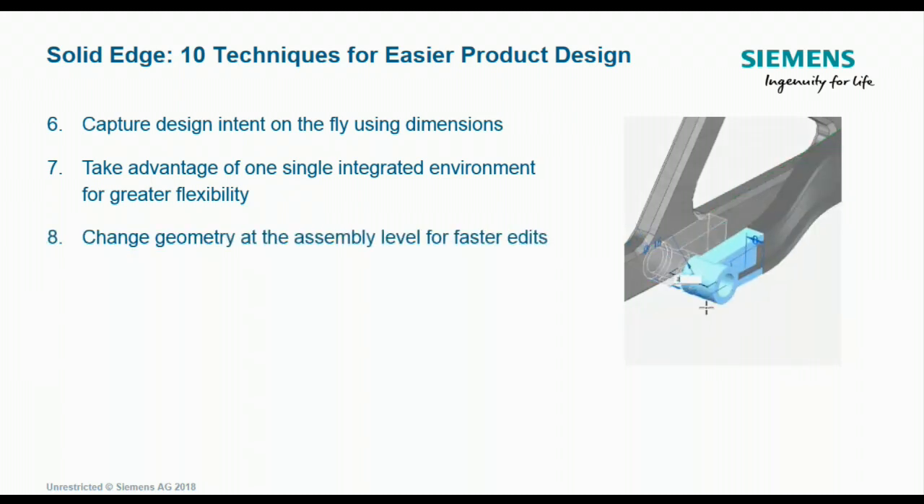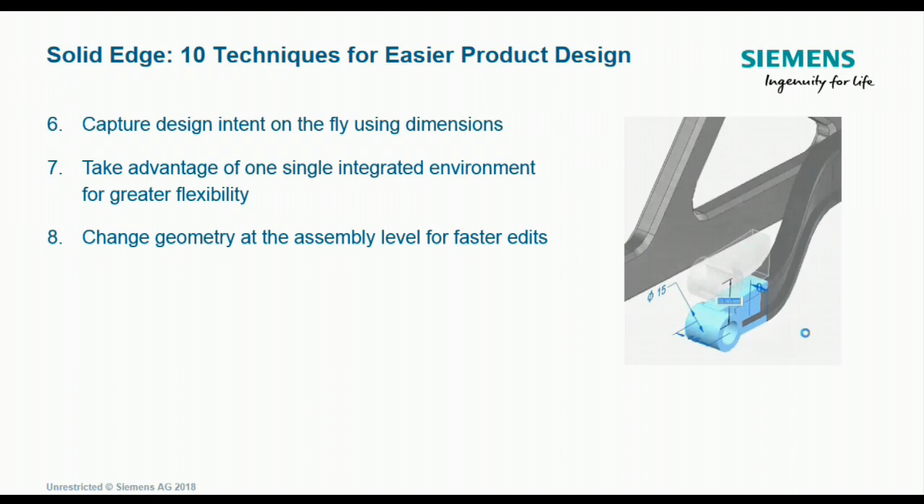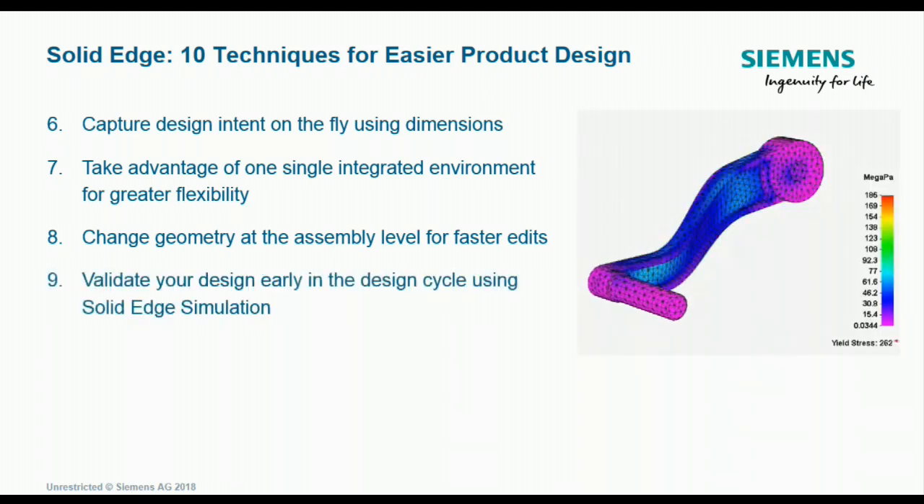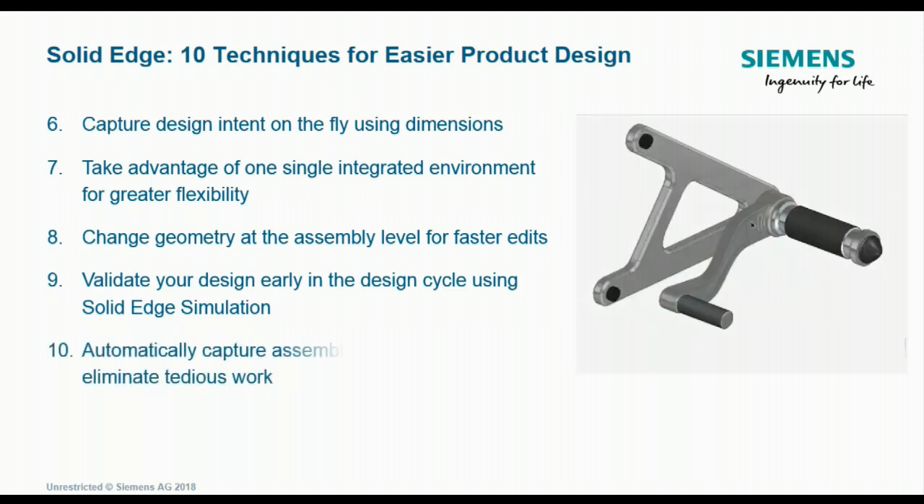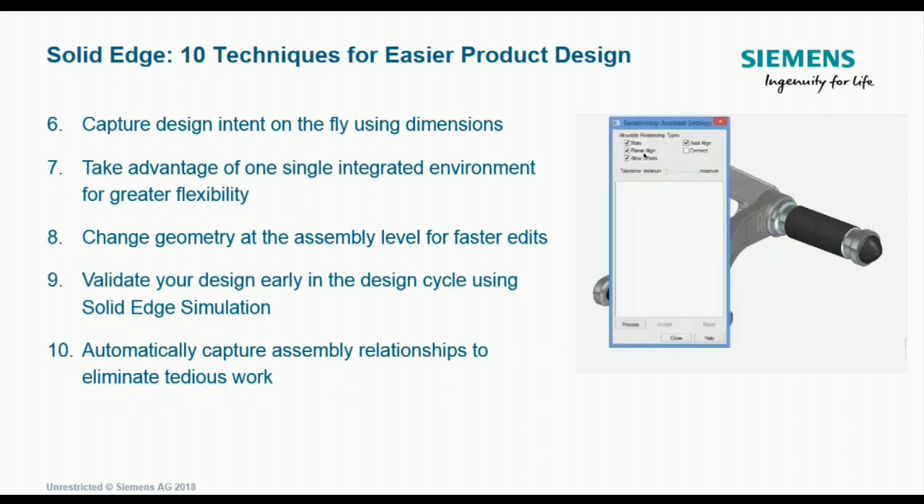Change geometry at the assembly level for faster edits. Multiple components can be edited at once without the need to modify them one by one. Validate your design early in the design cycle using Solid Edge simulation and avoid costly mistakes down the line. And finally, automatically capture assembly relationships to eliminate tedious work of applying them manually to every component.